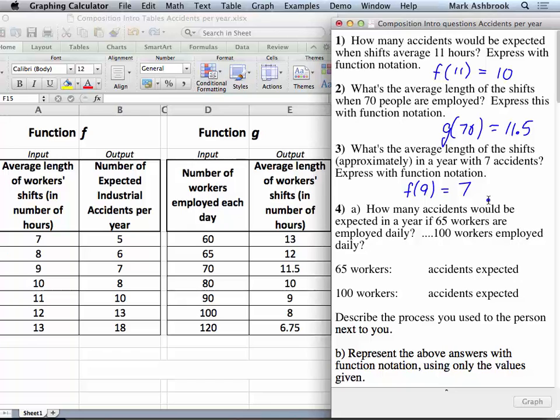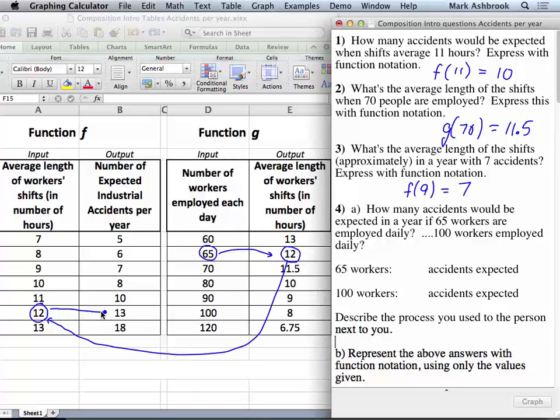Okay, so how many accidents would be expected in the year 65 workers are employed daily? Fuda. 15 accidents. And tell me your process there. What'd you do? I went to 65 workers here. And I saw the output, which was 12. Output is 12. And then take that to the input of function f. It says 12, and that gives you an output of 13.